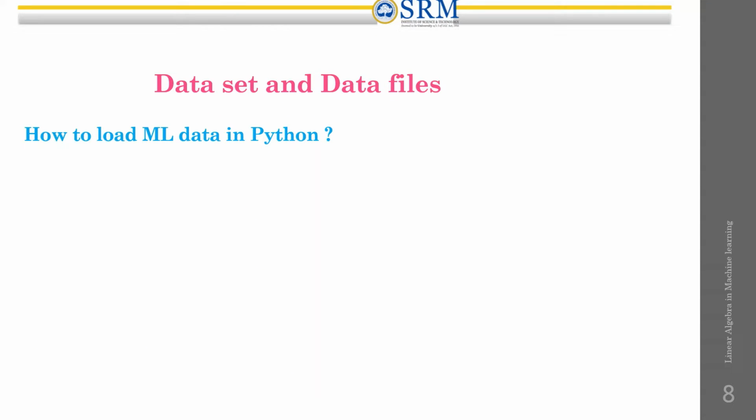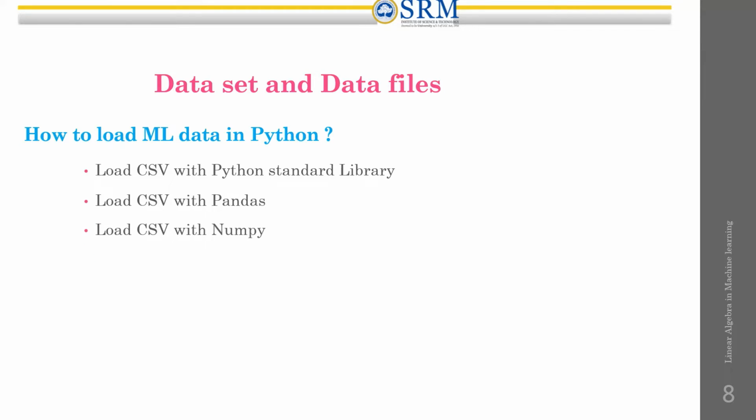So next we are going to discuss how to load machine learning data in Python. You should load the data before you start your machine learning project. The most common format for machine learning data is the CSV file, which is nothing but comma separated values. There are a number of ways to load a CSV file in Python. Let's discuss this. We can load the CSV file using the Python standard library. We can also use pandas, and we can also depend on NumPy arrays for loading the CSV file into the Python environment.